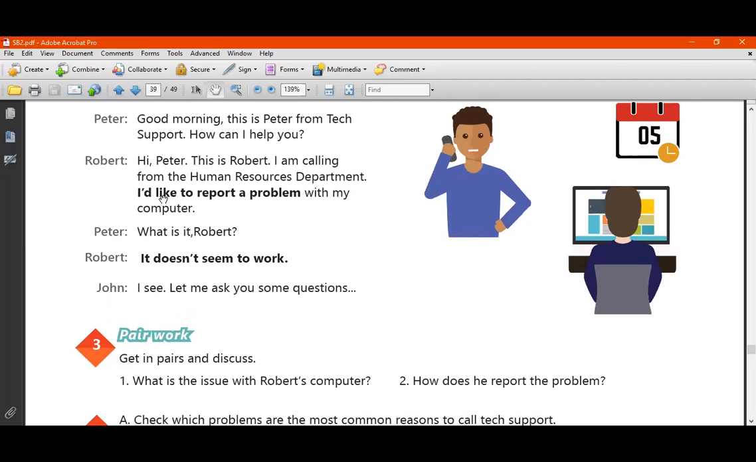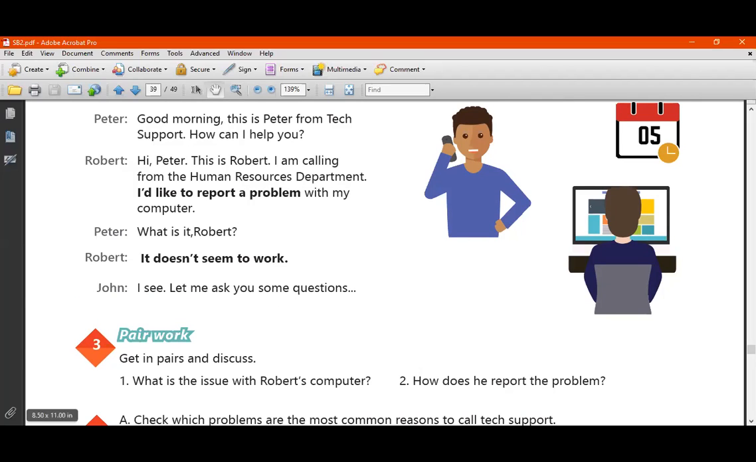I'd like to report a problem with my email. I'd like to report a problem with my password. I'd like to report a problem with my printer, right? All the issues that you can have, you're going to ask them or report them like this, okay?